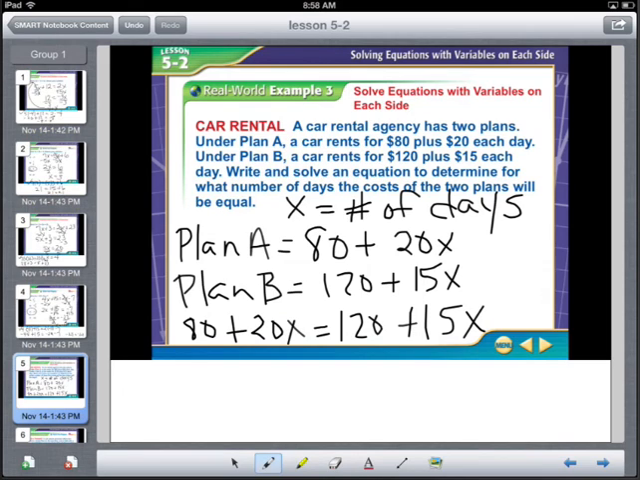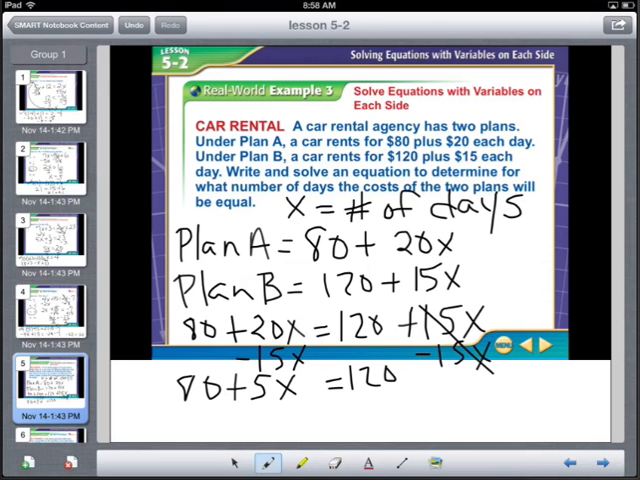Okay, well, again, now I've got an equation just like we've been solving today. What am I going to do? I'm going to get my x's together first. I'm going to subtract 15x from both sides. Those are canceling out, leaving me with 120. And then I've got 80 plus, what's 20 minus 15? 5x.